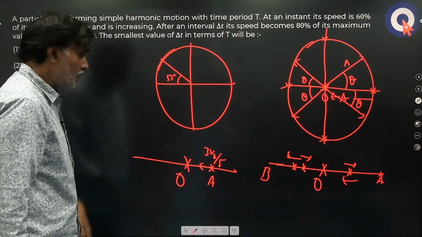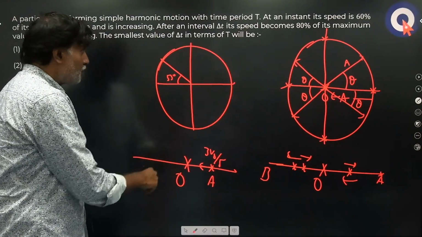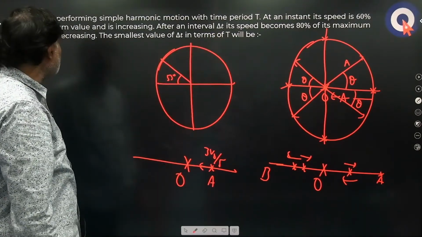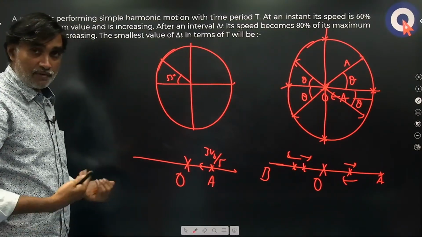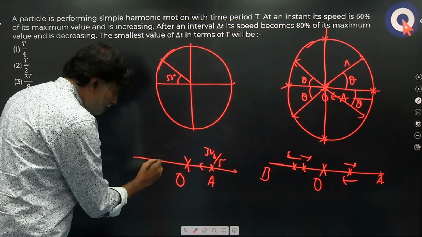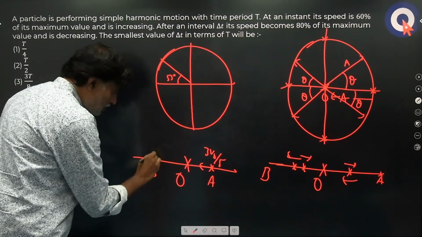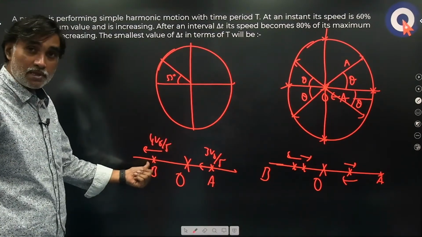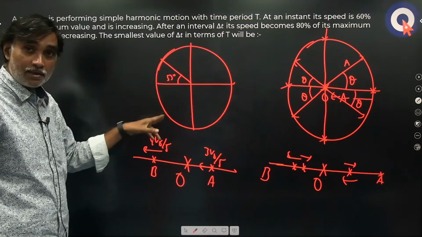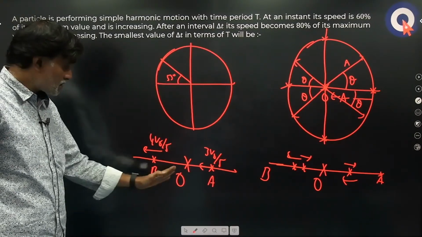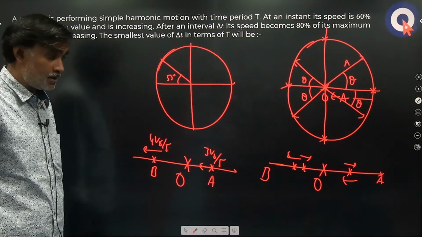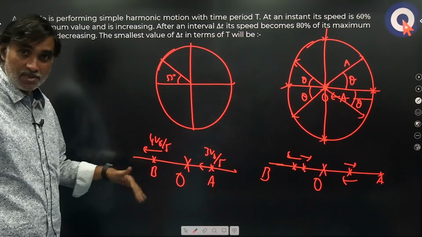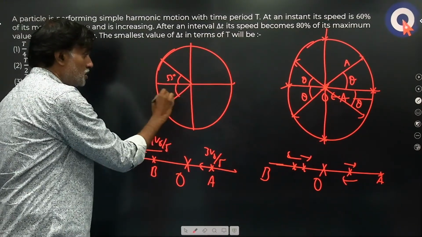Okay. Now in the second position, its speed becomes 80% of its maximum value, and it is decreasing, means it is going away from the mean position, and it should be somewhere here. 80% means it will be 4 v naught by 5, going away from the mean position. Means where should you represent it here? On this circle, the radius vector, this position, it is towards left of mean position and going towards left, means what? Third quadrant, and v naught cos theta is 4 v naught by 5, means it is 37 degrees. So this is the position.